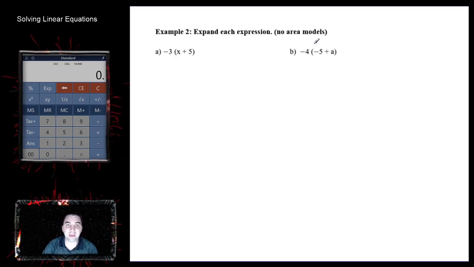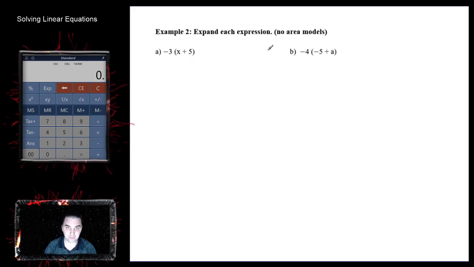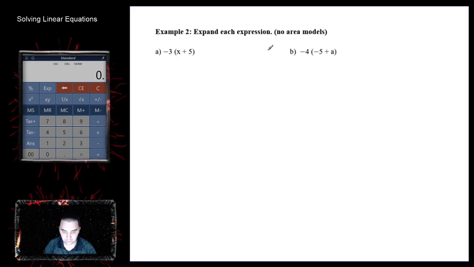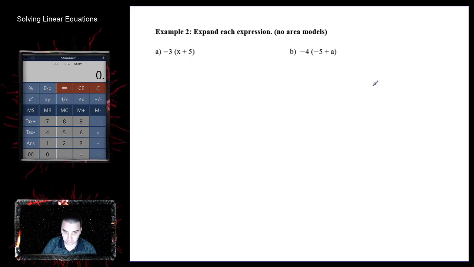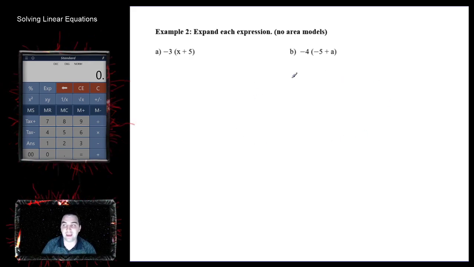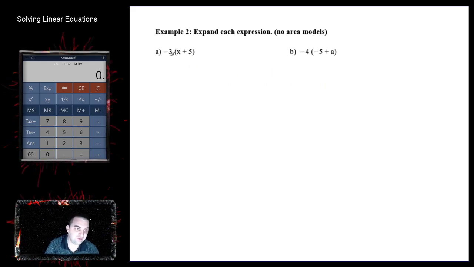Example 2, expand each expression. This is another way of using the distributive property, but it doesn't require you to do the whole drawing with the area models, which is very tedious. The area models are good to understand what's happening, but to draw that out every single time is kind of a pain. So there are, fortunately, easier ways to do this.